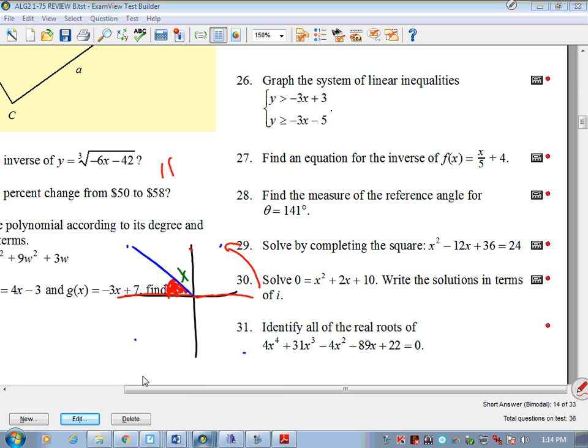All right, so 180 minus 141 should be 39 degrees. Is that right? Okay, 39 degrees.